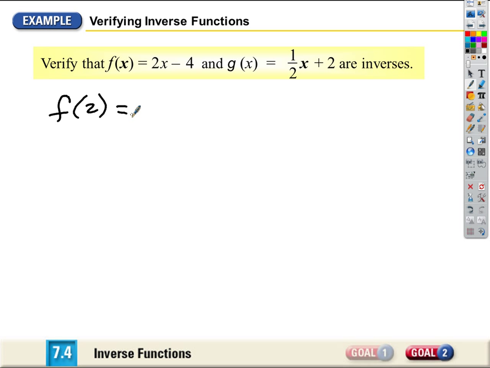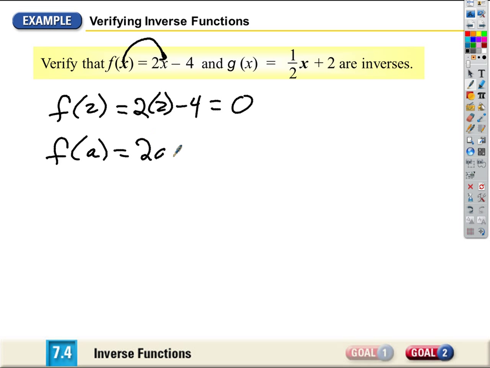Say it again. 0. And how'd you get that? Okay, because I'm plugging 2 in for x, and so whatever used to be an x has now become a 2, right? And so I get back the value 2 times 2 is 4 minus 4 is 0. Okay. What is f of a? 2a minus 4. Right? Because whatever used to be an x, now I'm plugging in an a.